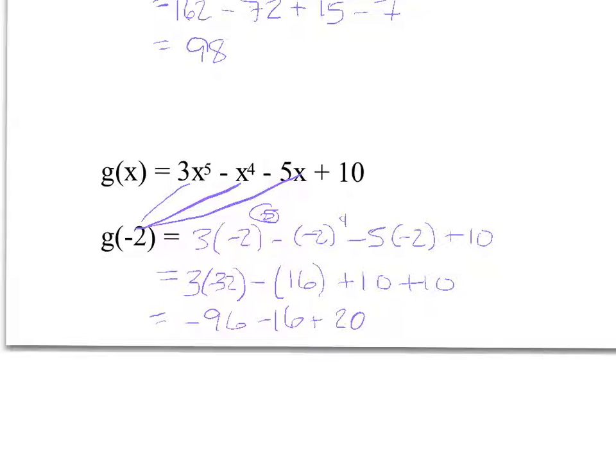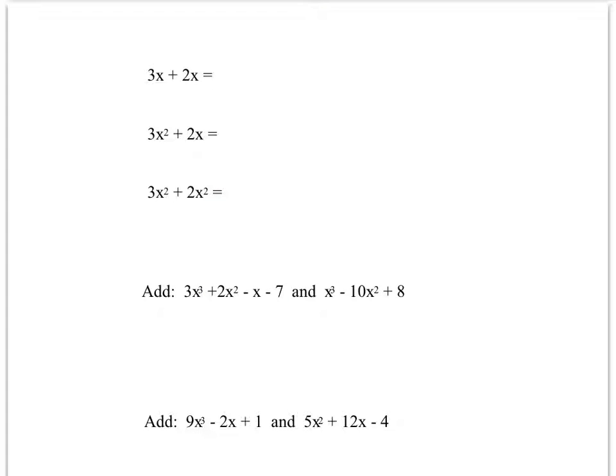I'm just going to go ahead and put the 10s together. So negative 96 minus 16, that would be a negative 112 plus 20 gives me, let's see, that would be negative 92, I believe. I hope I did my math right there. I know this is getting to be long, but it's really important that we go through all of this.